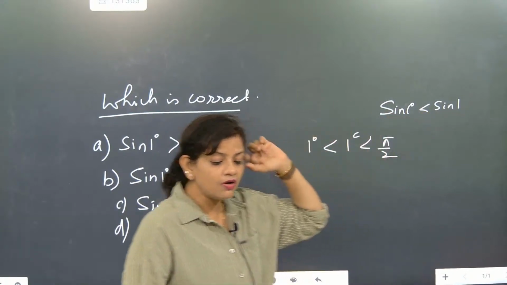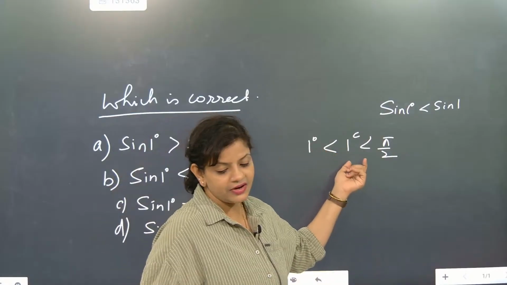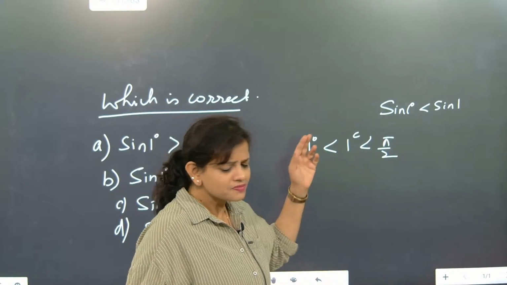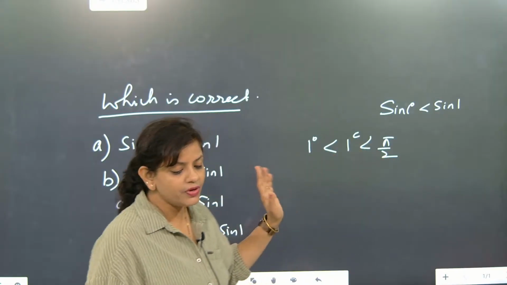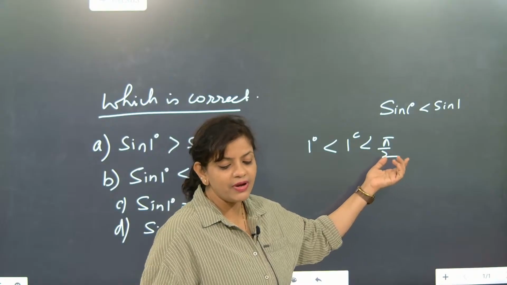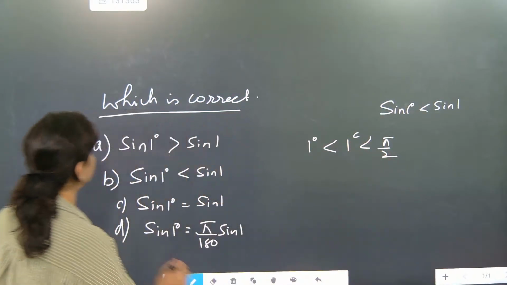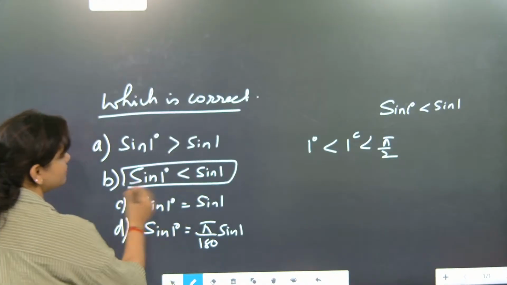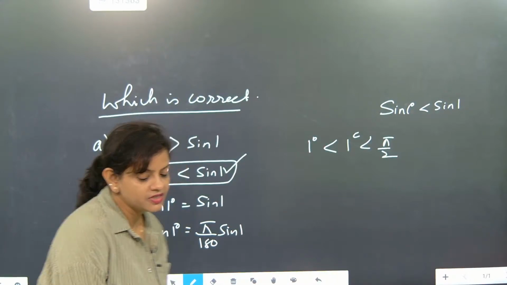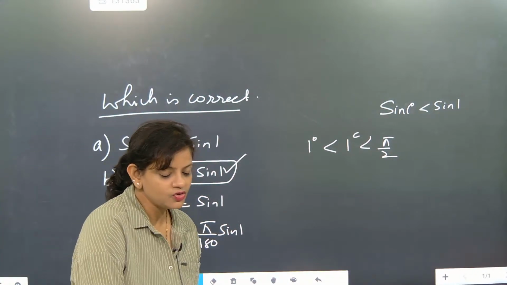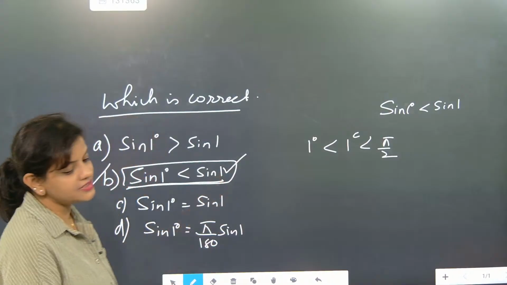Very good, beta. So always we must keep this point in mind, that degree is lesser than radian. So 1 degree is less than 1 radian and 1 radian is less than pi by 2, because it is pi by 2 radian. This is one part of the radian and this is pi by 2 radian. So 100% 1 degree will be less than sine 1 because it is in the radian system. So this is the radian system. So 1 degree is less than sine 1.